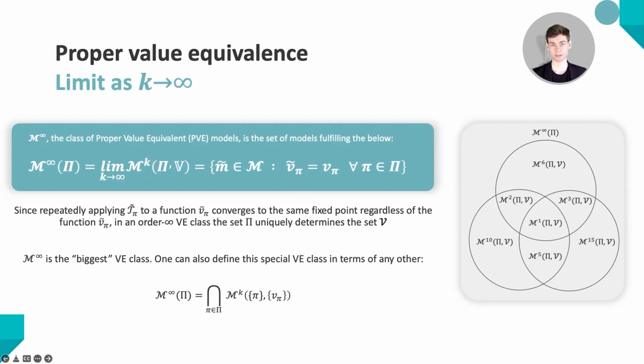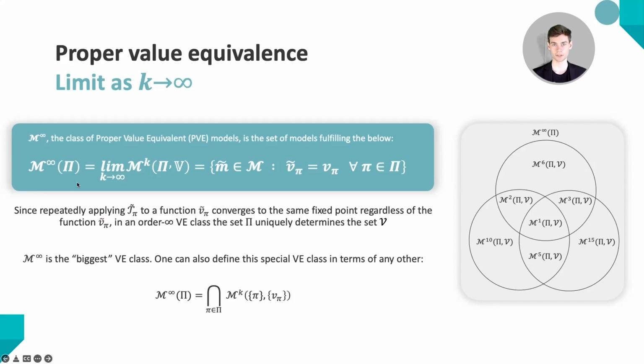The second thing that this actually means is that the set of models contained in this proper value equivalence set is independent of the set of value functions that we consider, for the exact same reason that we just described. If we start with any value function, regardless of which one we start with, that will per definition converge to the true value function given the policy and the model that we have in the limit. And since we're only considering the limit now, it doesn't matter what our starting value function is. So the set of value functions we consider doesn't matter for the definition, and it will only be a function of the policy that we consider.